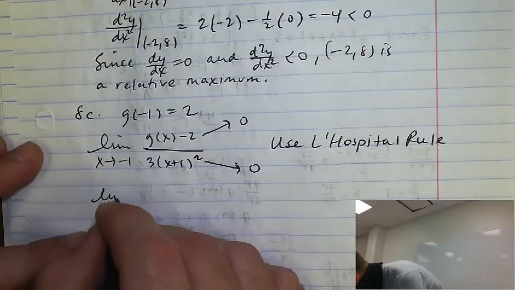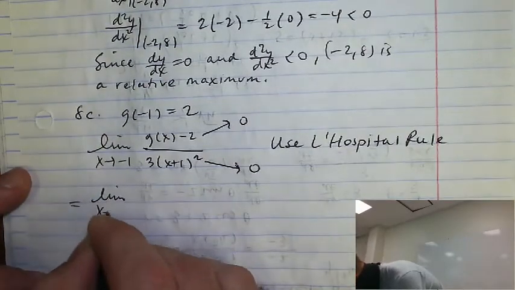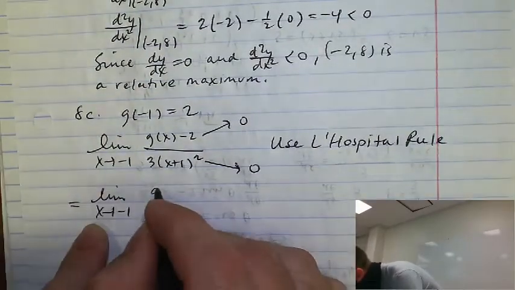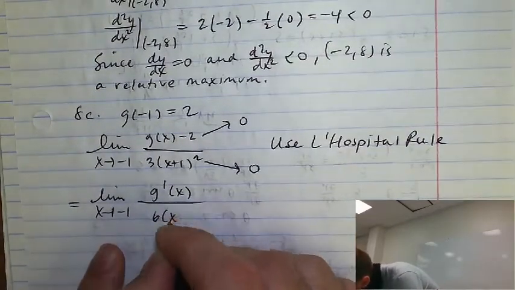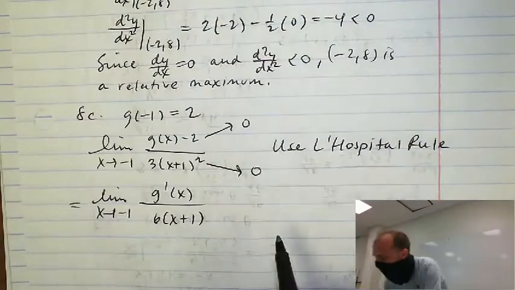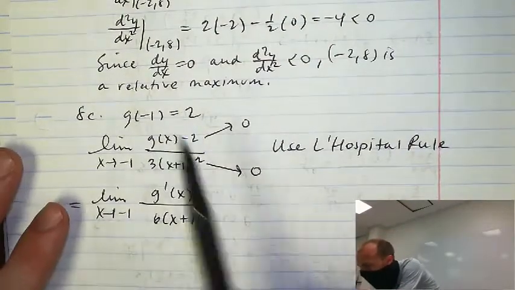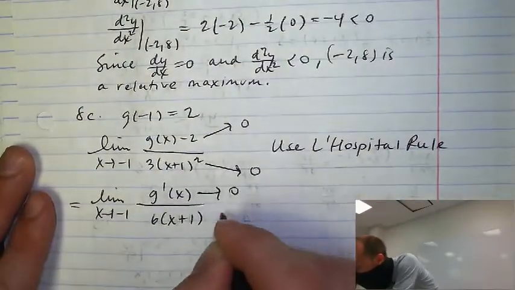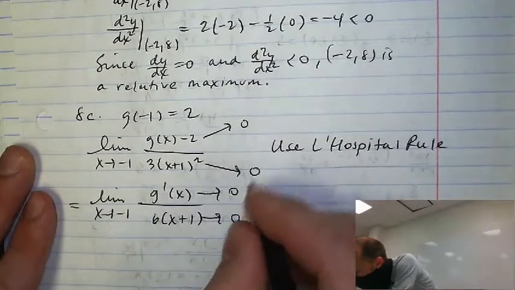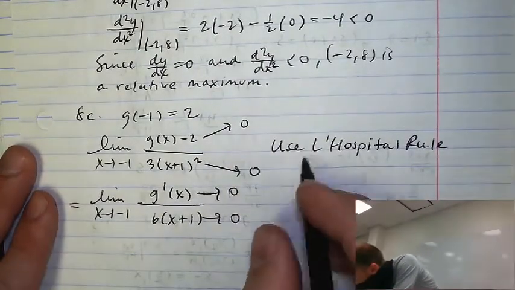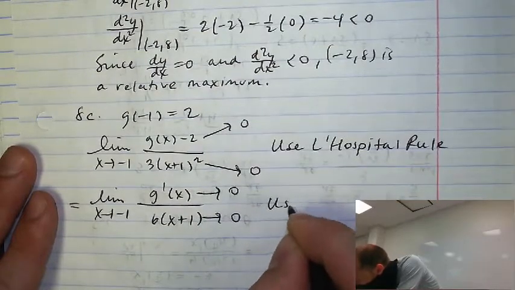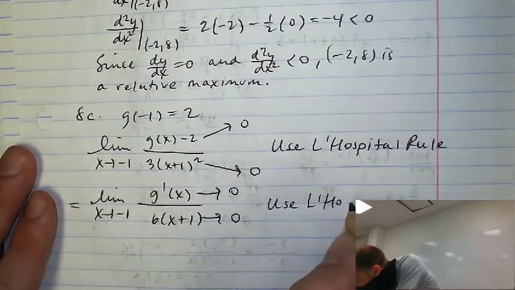So I'm going to use L'Hopital's rule, and so this is equal to the limit as x goes to negative 1, derivative of top over derivative of bottom. Oh, what is g prime at negative 1? 2, yep, that's going to go to 0 over 0 again. Because g prime of x is dy dx, and it's going to go to 0 over 0. Use L'Hopital again.